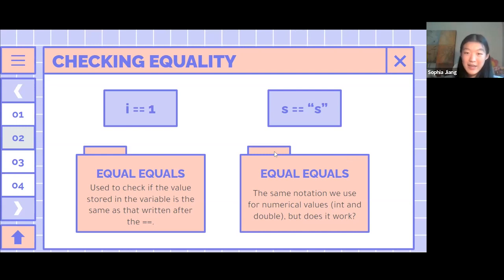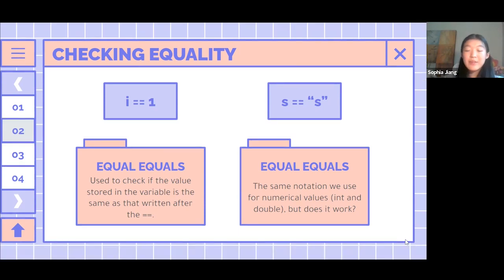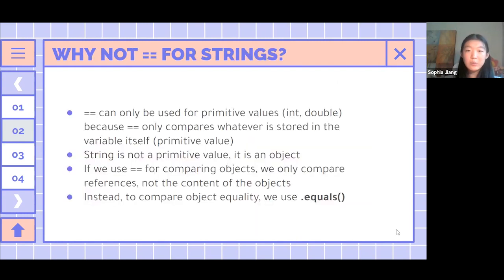Now, clearly the answer is no, but can you guys think of any other way you might be able to implement string equality? So this equals equals doesn't work for strings. If you tried it out in a piece of code, it will give you an error. It just won't work. Now we ask the question, why won't it work?